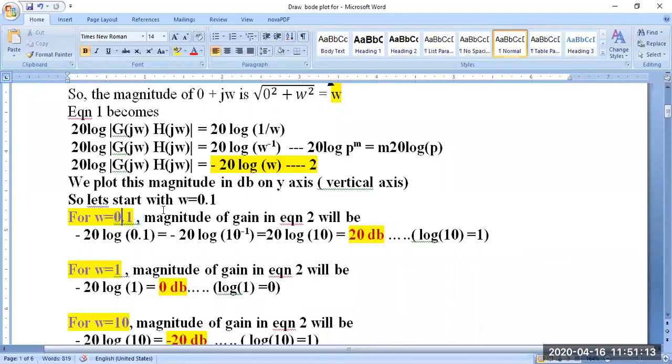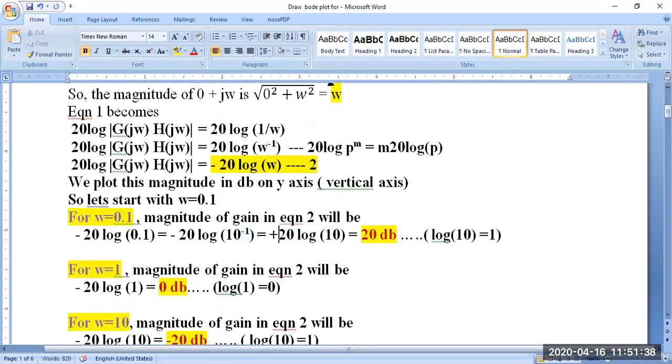So for 0.1, what will equation number 2 become? Let us put omega equal to 0.1. 0.1 is 10 raised to minus 1, because it is 1 upon 10. So the minus 1 will shift to the front, and minus 20 will be multiplied by minus 1. So minus 1 into minus 20 will be plus 20. So this will become plus 20.